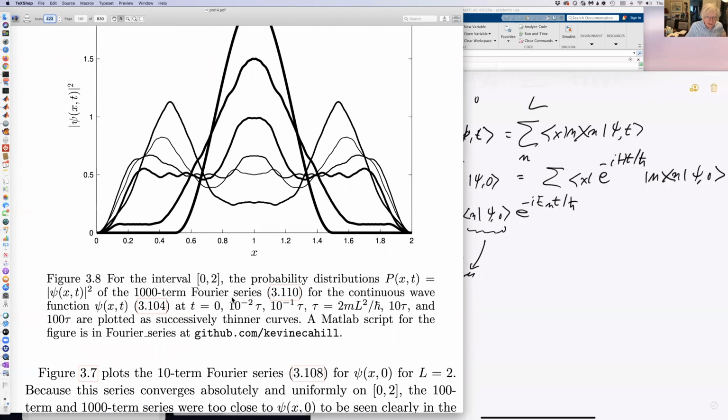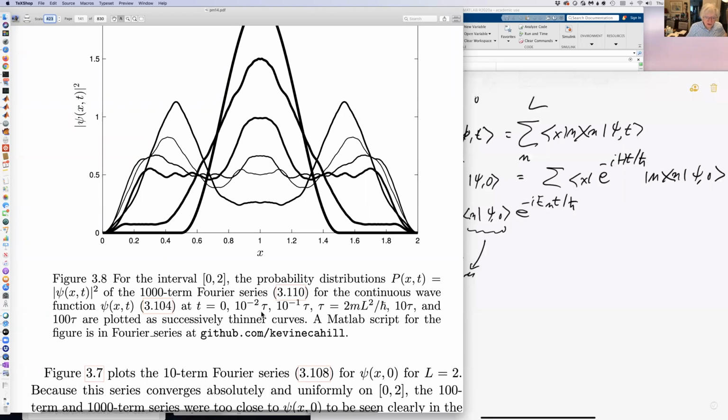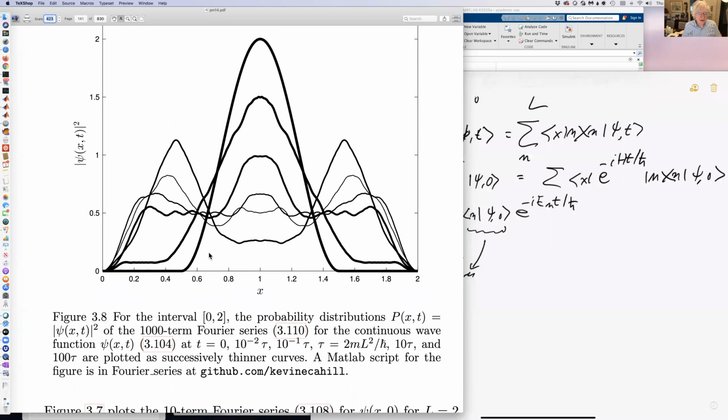And what do we have here? We have time 0 as the thick curve, and then as you go to 10 to the minus 2, 10 to the minus 1, finally up to tau and 10 tau and 100 tau, you get progressively different wave functions. But what is this telling us? It tells us that the initial particle had a probability distribution like this, but as time went on, it leaked out.